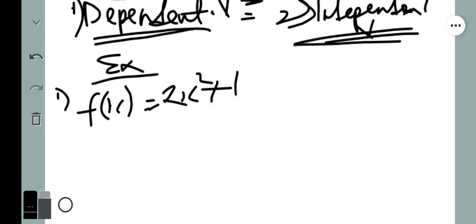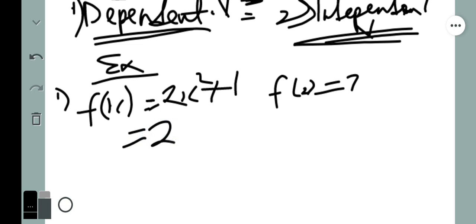And they say you have to find f of 2. That's what you have to find. So how do you find f of 2? Very simple. Anywhere we see x, we'll put 2. This x is 2. So anywhere I see x, I put 2.